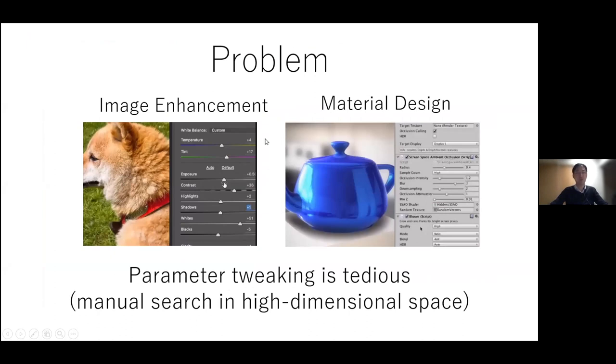There are many applications for parameter tweaking, like image enhancement, like Photoshop color change, or material design in Blender, Maya, and so on. So you have many parameters like glossiness or specularity or color and so on. There are so many other things like facial expression control with many sliders and viewing angle control. Parameter tweaking is everywhere in computer graphics. So that's the problem we wanted to address.